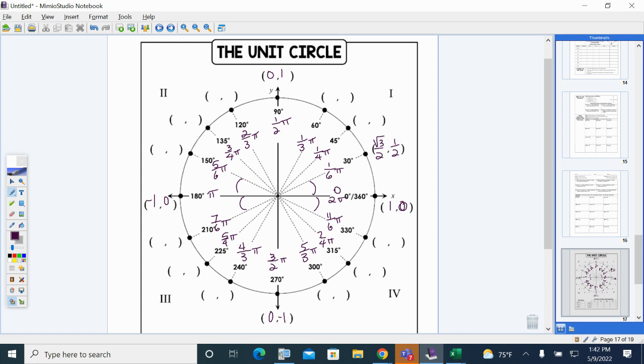So for the 150, we just have to make sure that we use the negative for the x, because in your second quadrant, the x is negative and the y is positive. In quadrant 1, both are positive. In quadrant 3, they're both negative. So for 210 degrees, I have negative radical 3 over 2 and negative 1/2. And for 330, the x is positive and the y is negative. So positive radical 3 over 2 and negative 1/2.